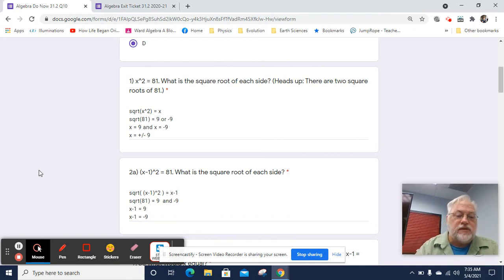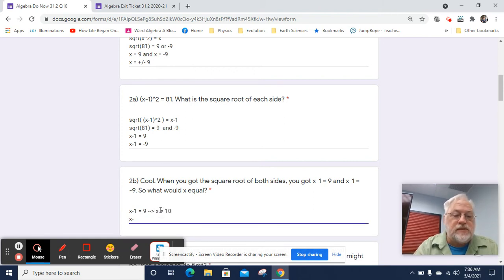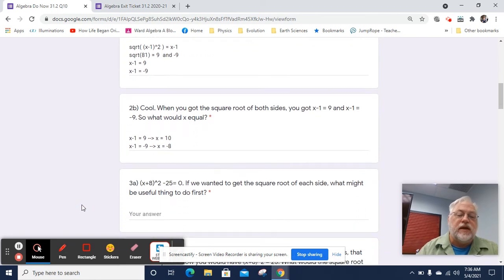So we could go ahead and solve that further if we want to. We've got x minus 1 equals 9 and x minus 1 equals negative 9. So x minus 1 equals 9, so x will equal 10. And x minus 1 equals negative 9, so add 1 to both sides, so x will equal negative 8. So x equals negative 8 and positive 10.